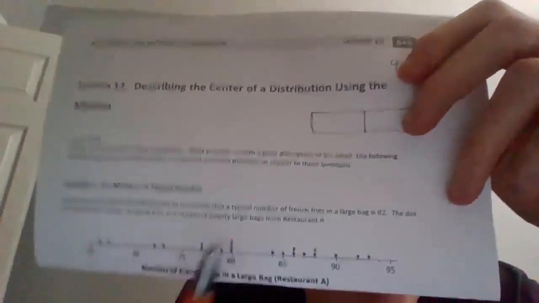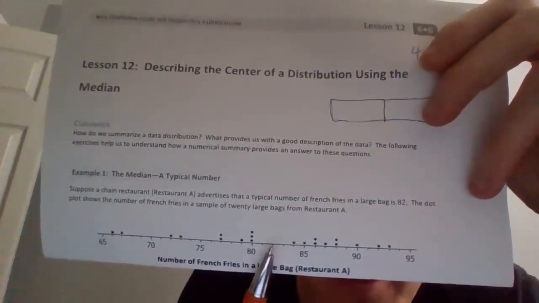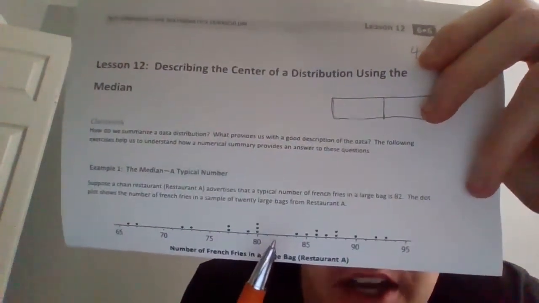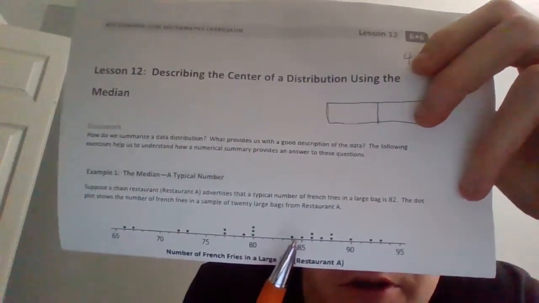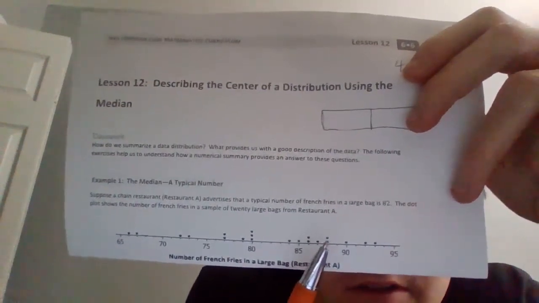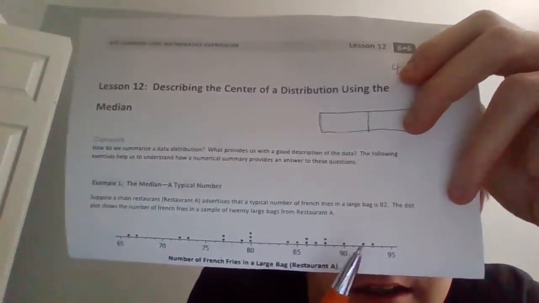Well, let's just pull up the dot plot and take a look. I'm just going to fold it again here just to make it a little easier to follow. Here's my dot plot. 82 is about right here. And if I want to get bigger, I have to go to the right. Well, let's see if there's 10 that are bigger than 82. 1, 2, 3, 4, 5, 6, 7, 8, 9, 10. Well, there's 10 dots that are more than 82. So do half of the bags have more than 82 fries in them?